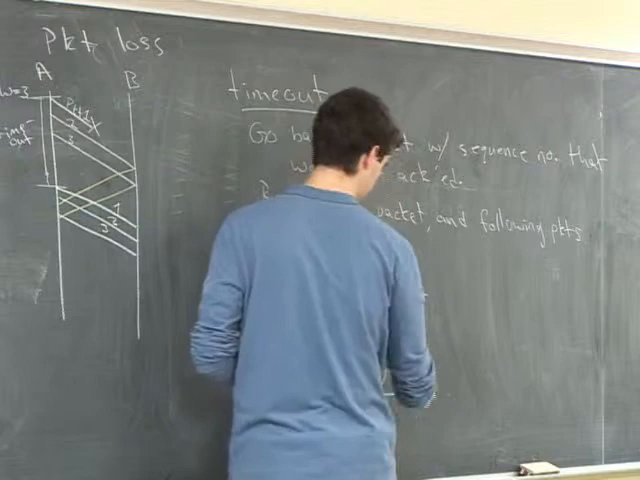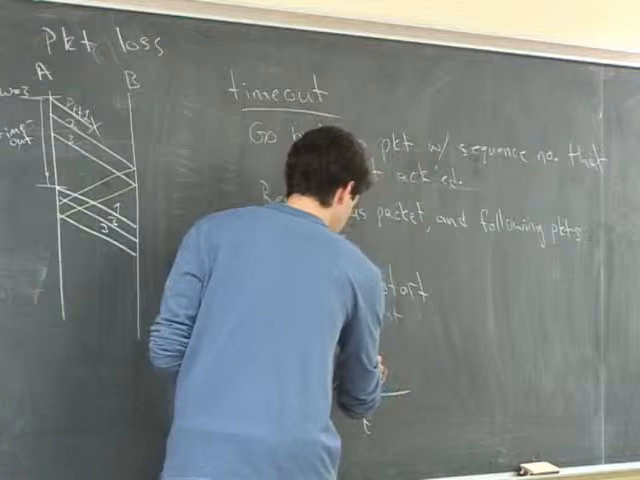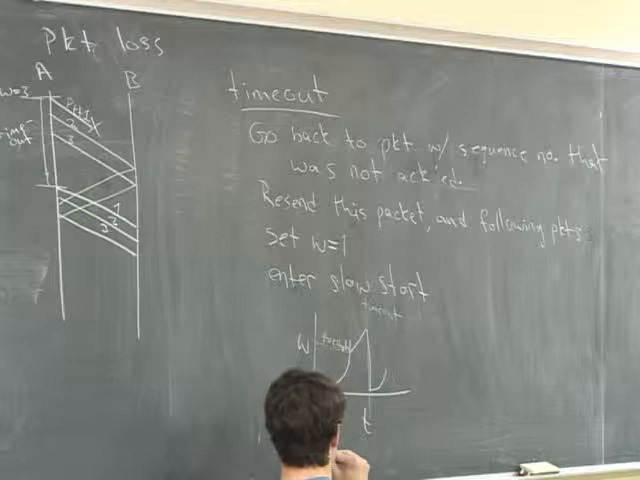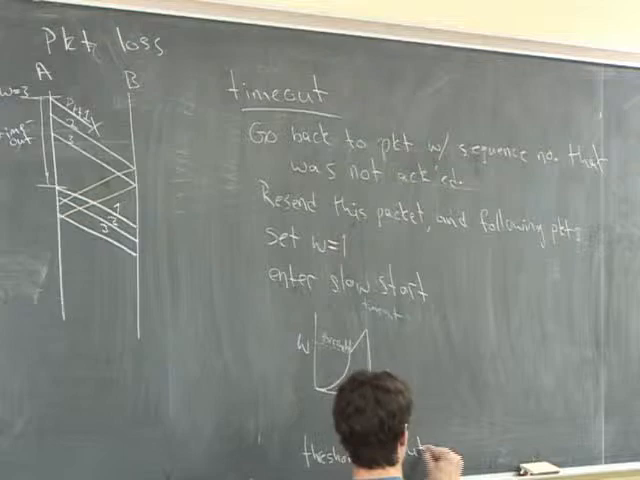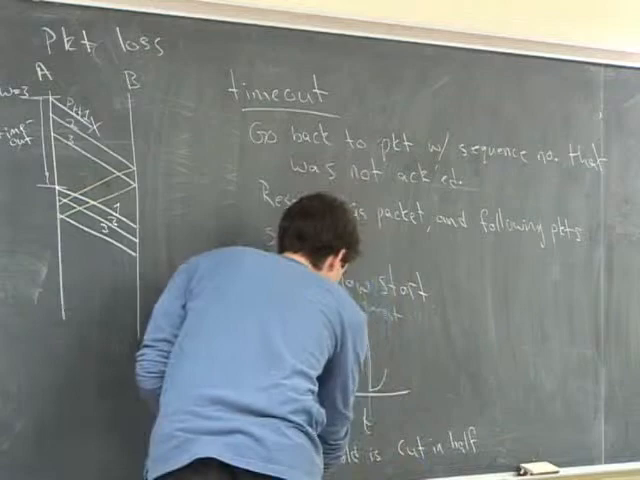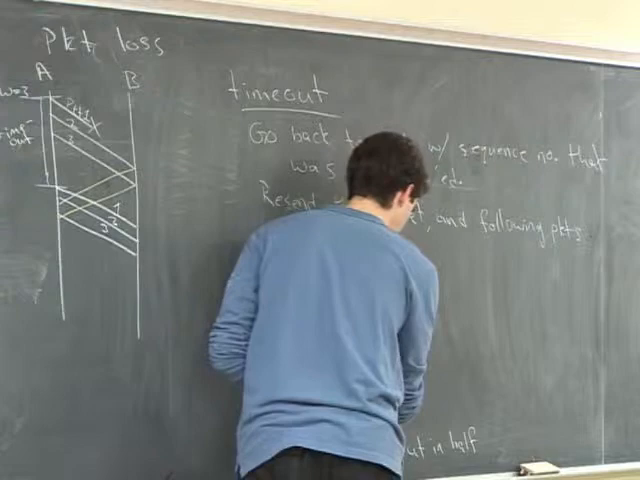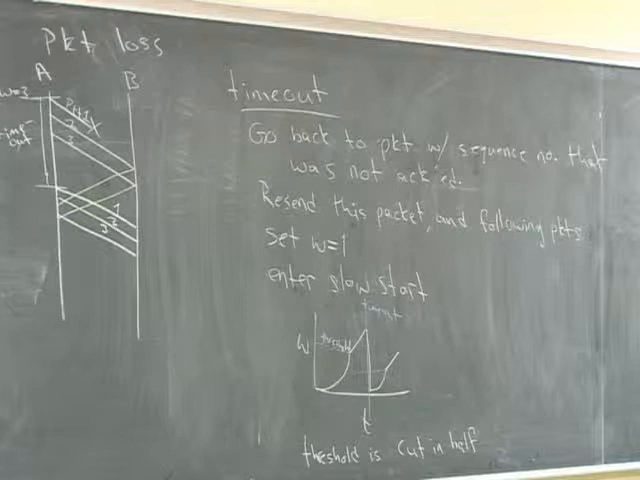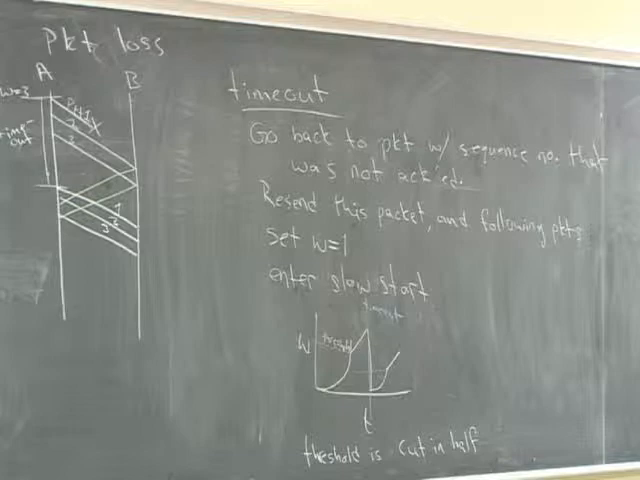All right. And also, we change our threshold. So if you recall, this threshold was the point at which we changed modes. So we cut our threshold in half as well. So now our new threshold is down here, half as big, so we enter congestion avoidance mode sooner. Now a timeout is considered a pretty bad form of packet loss, and I'll explain why after I explain the other way we detect packet loss, which is called a triple duplicate ACK.